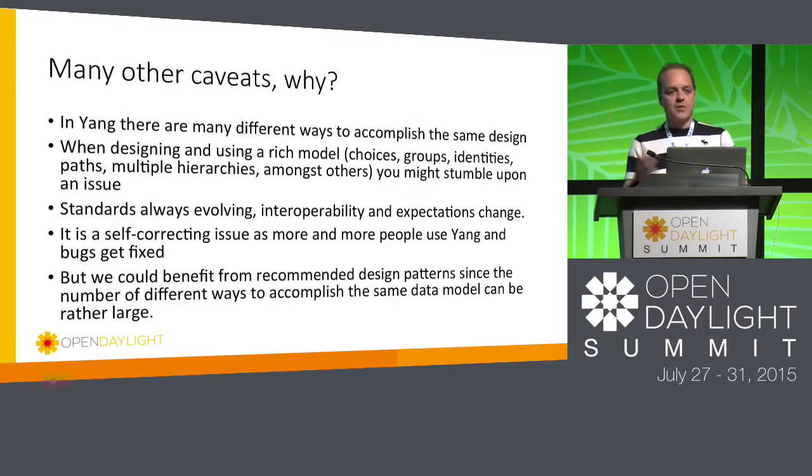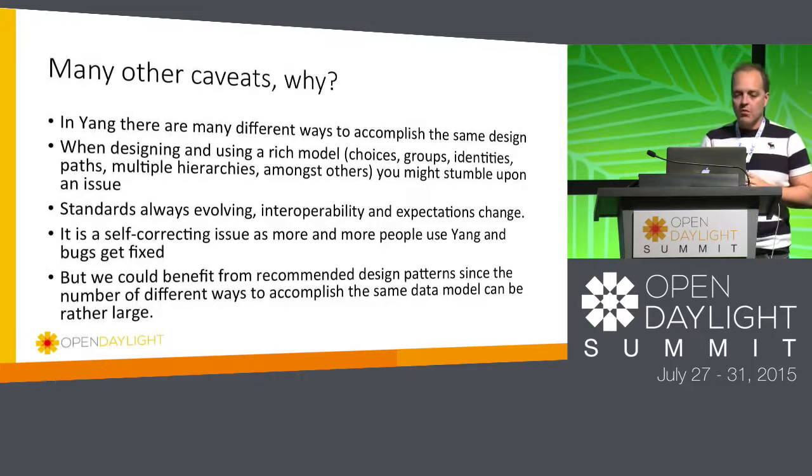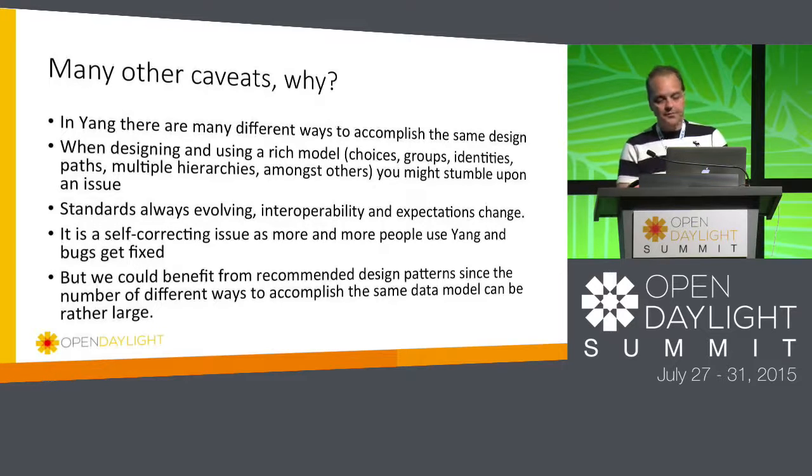Today, I do all these kind of rich models, and most of them are compiled correctly. I can write them, I can read them, and everything else. But I consider that a self-correcting issue, right? You create some very sophisticated Yang model, maybe you stumble on an issue, it will get fixed, right? That's the nature of it, right?